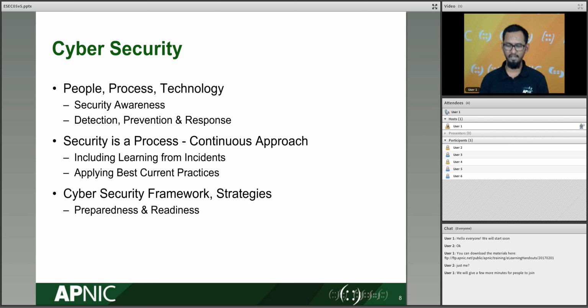What's the policy, right? How do we communicate with external parties, for example, in sharing information about threats and security incidents? So process and policies must be in place and must be understood so that you can implement your cybersecurity program. And last but not least, technology. So having the right technology to detect, to prevent, and to respond to a security incident is very critical.